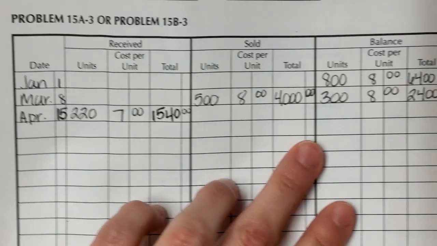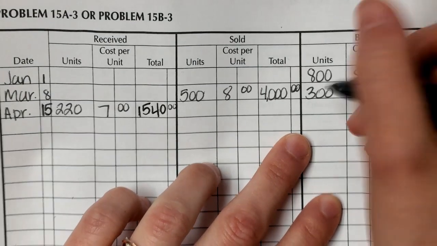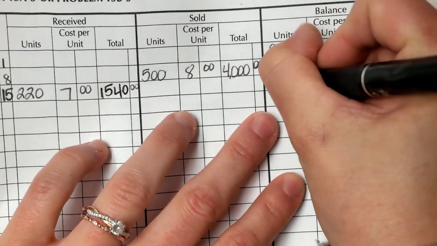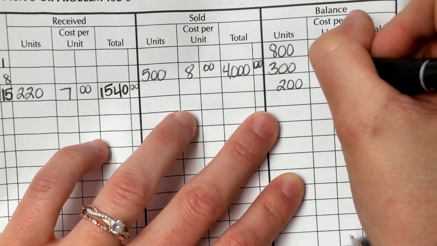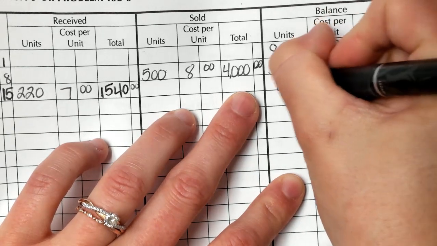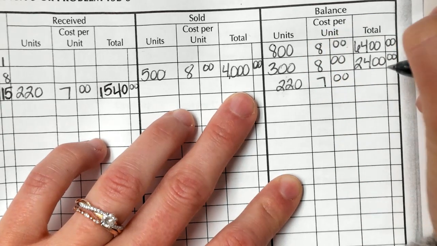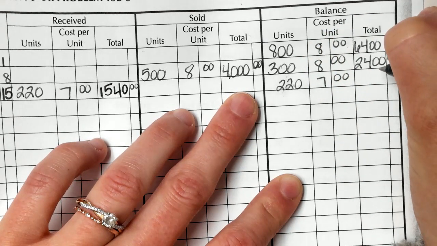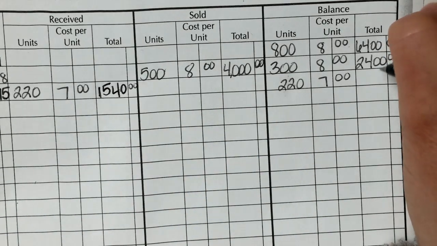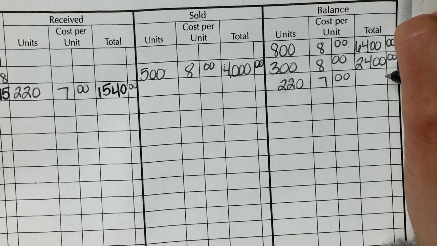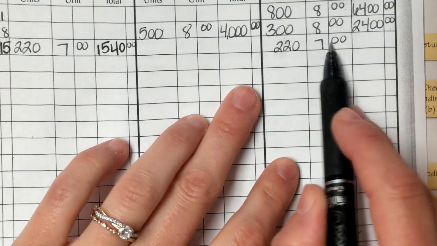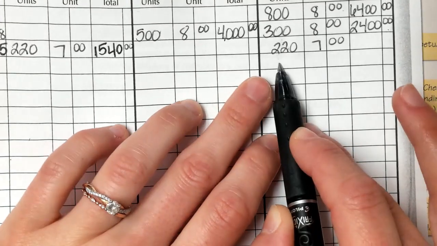Let's go ahead and add the 220 here because the cost is different. So I'm going to put 220, sorry, at $7. You don't add it up? Yes, you will. But what I'm going to do is I'm just going to write that here so we can see the price difference, and then here I'm going to put the total.